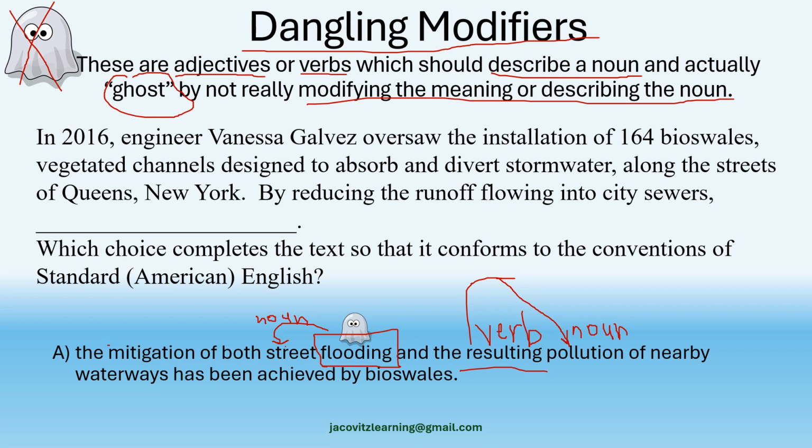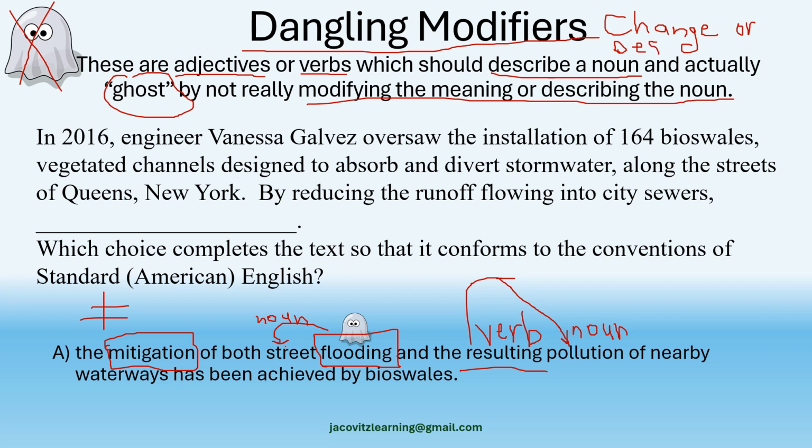The subject is mitigation of both street flooding and the resulting pollution, and neither one of them modifies mitigation. Yet at the same time, you understand what they're talking about. And modify means to change, and in this case it also means to describe. So this is a really hard part of standard American English, but it still does what is needed. That's a D, folks, or describe.